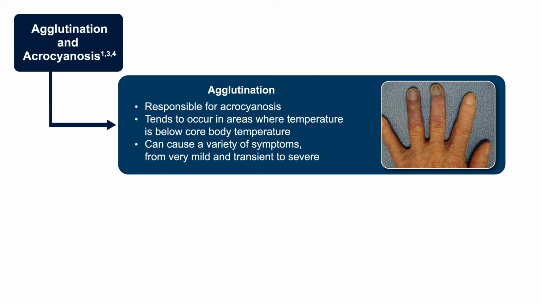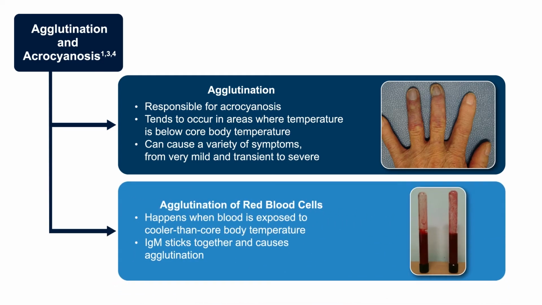Agglutination of these red blood cells in the small vessels can cause a variety of symptoms from very mild and transient to severe. And in these pictures, you can see what it looks like in a test tube when the blood is exposed to a cooler than core body temperature. You can see the aggregates or the agglutination of those red blood cells. And this is related to the fact that IgM likes to stick together. And as it sticks together to form these pentamers, it drags the red blood cells with it and causes this phenomenon known as agglutination.